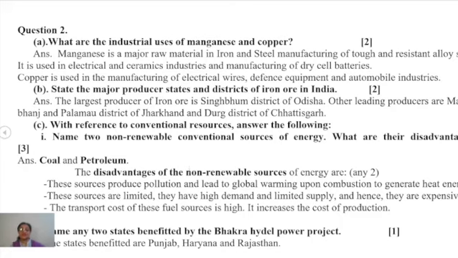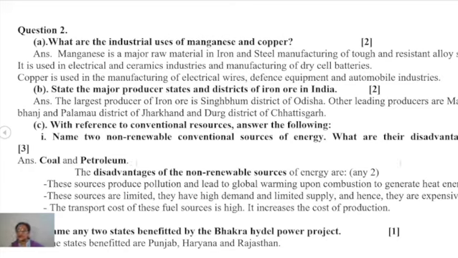Now come to C. With reference to conventional resources, answer the following. Name 2 non-renewable conventional sources of energy. What are their disadvantages? Conventional sources means we are talking of fossil fuels like coal, petroleum and all. So the 2 non-renewable conventional sources of energy are coal and petroleum. Now let's talk about the next part of the question.